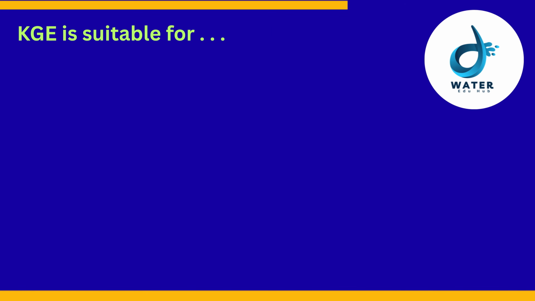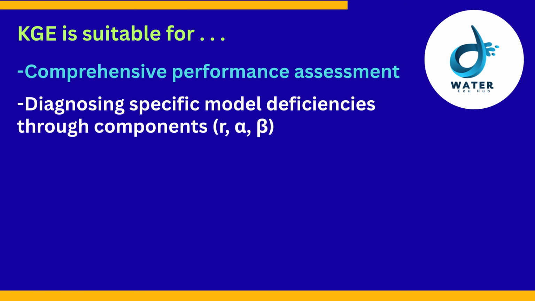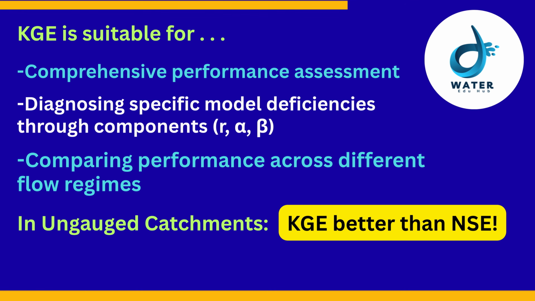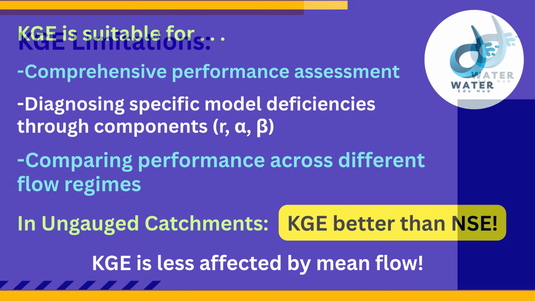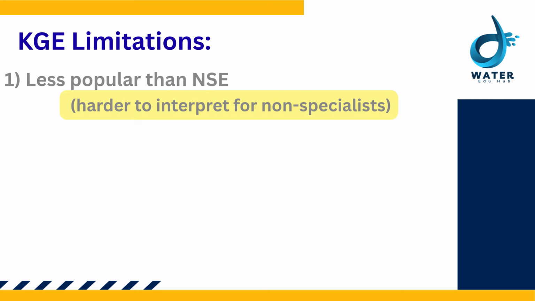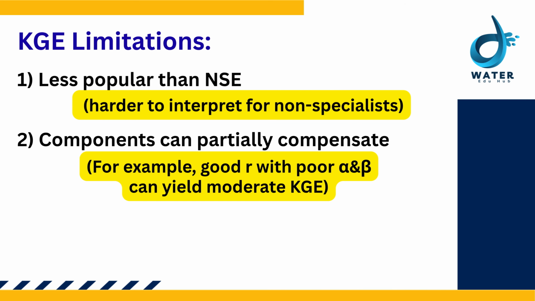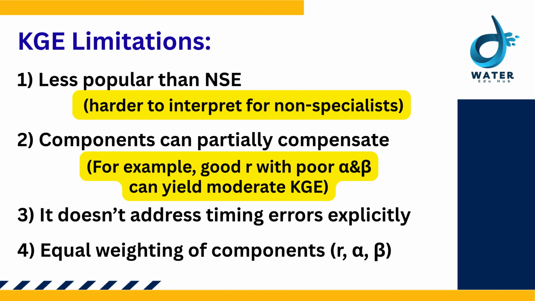KGE is suitable for comprehensive performance assessment, diagnosing specific model deficiencies through components, and comparing performance across different flow regimes. KGE is generally better than NSE for ungauged catchment applications, as it is less affected by mean flow magnitude. Limitations are as follows. First, it is less popular than NSE. Second, components can partially compensate. Third, it still doesn't address timing errors explicitly. And finally, equal weighting of components R, alpha, and beta may not suit all applications.